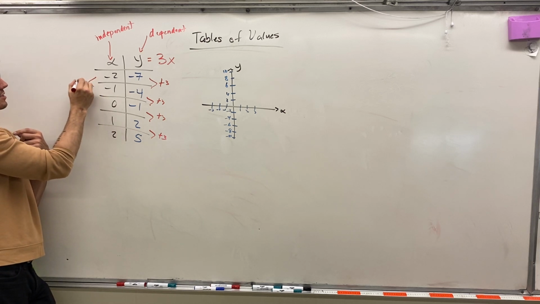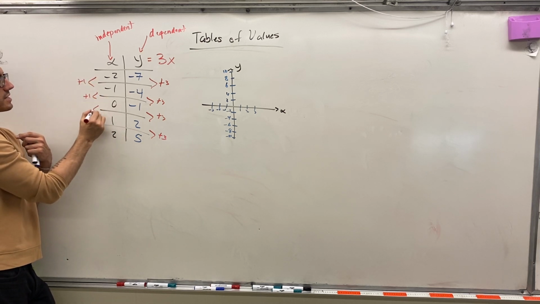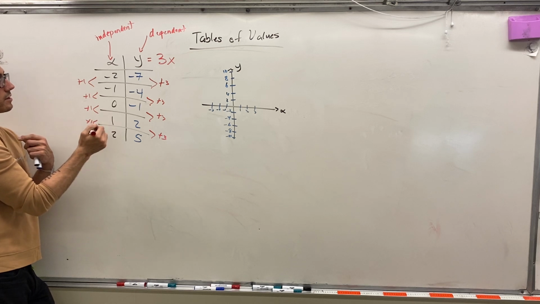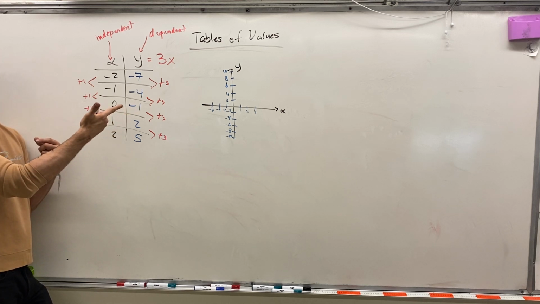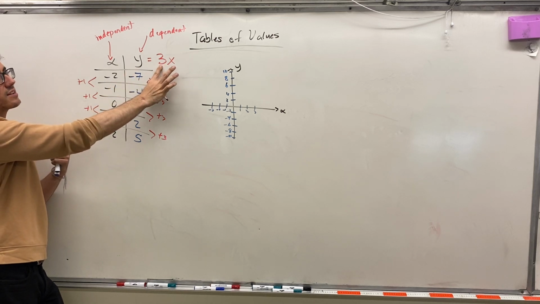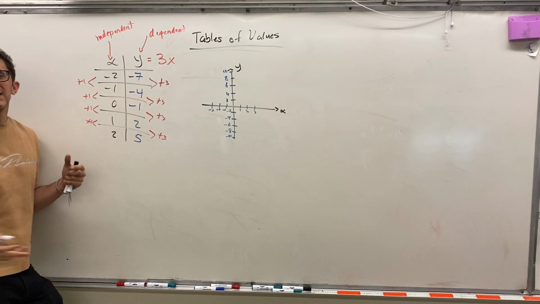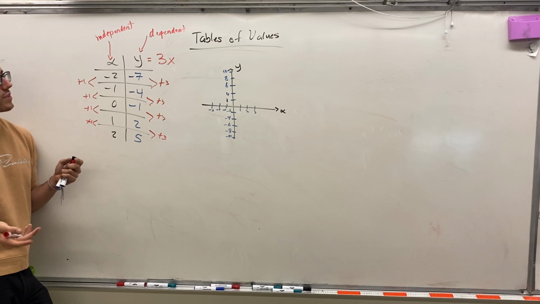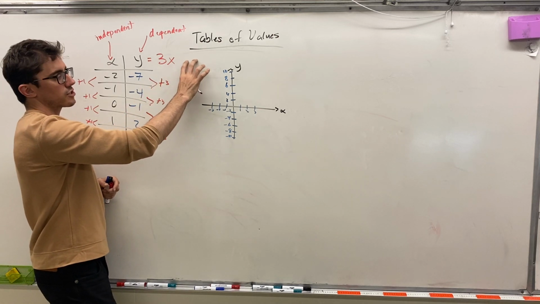As x increases by 1, these x values are all increasing by 1. The correlated y values are increasing by 3. And so the y values are increasing 3 times as fast as the x values. That's an easy way to remind yourselves of how this works. And then we often get a constant term afterwards.